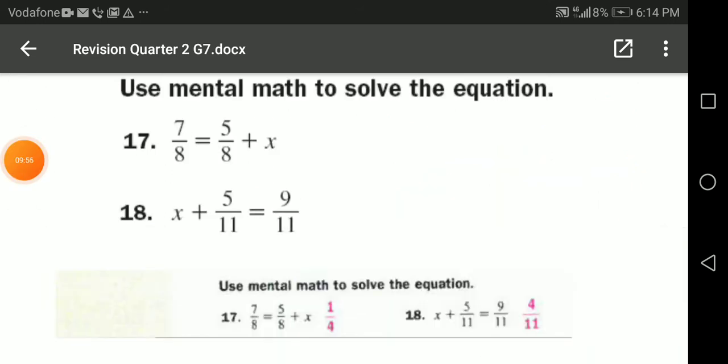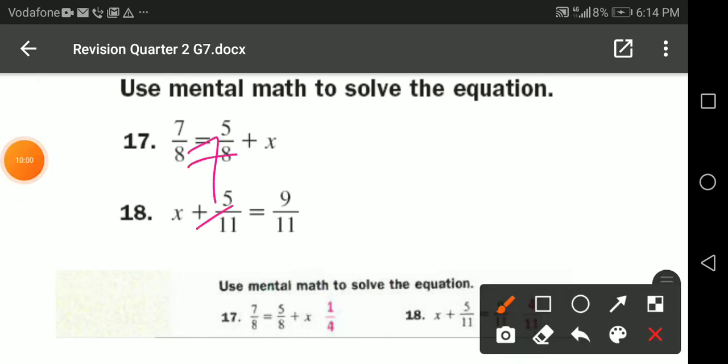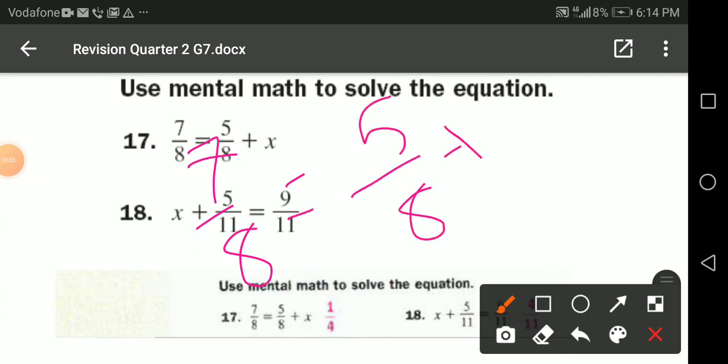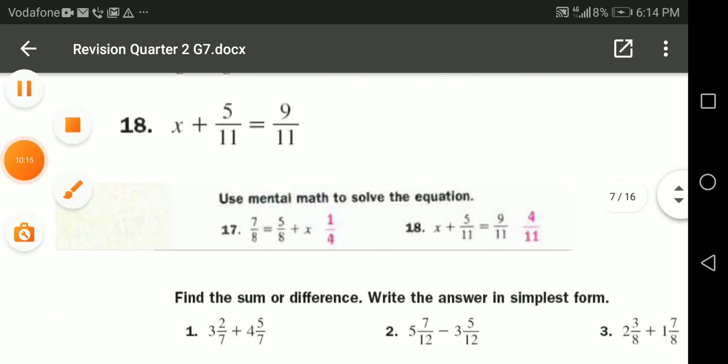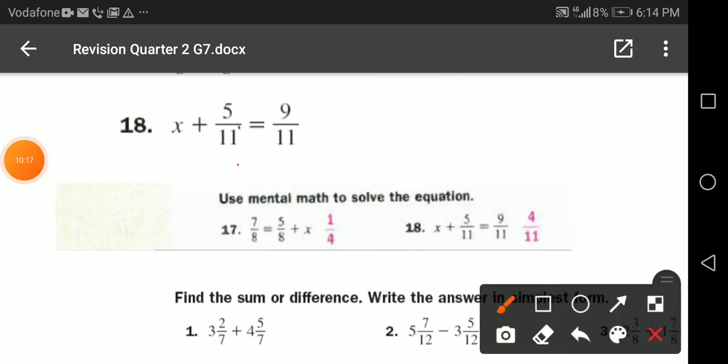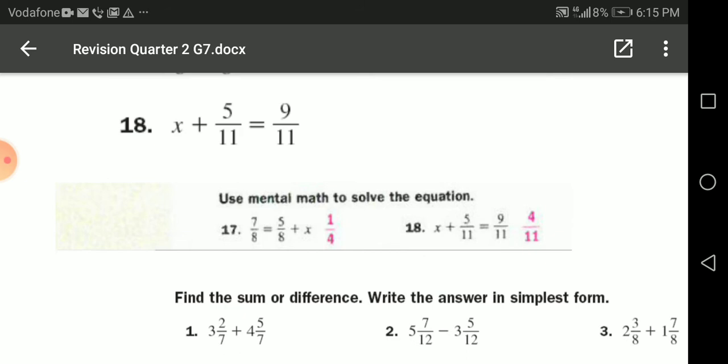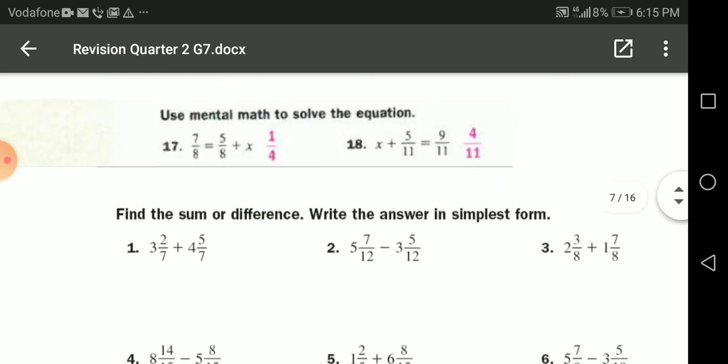Use mental math to solve the equation. I have here what, my dear students? 7 over 8 equals 5 over 8 plus what? What do you think? What plus 5 gives me 7? It's 2 over 8. 8 the same, and here we added 2. And it's easy too, what about this one? Okay, 5 over 11 equals 9 over 11. So what's this? 4 over 11. 4 plus 5 gives me 9. It's easy or not? I think it is.